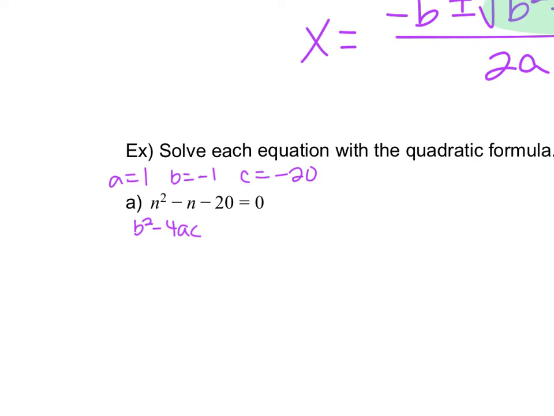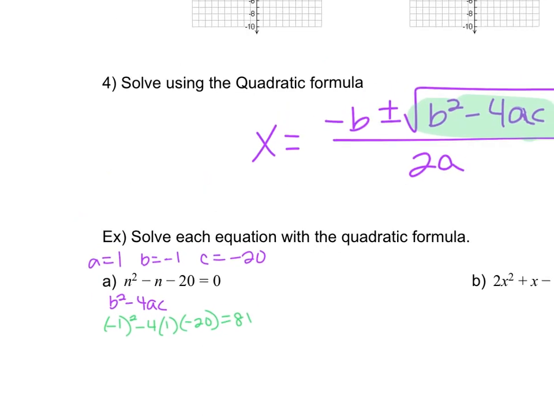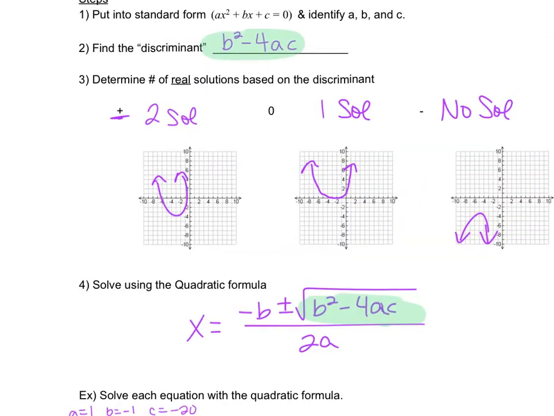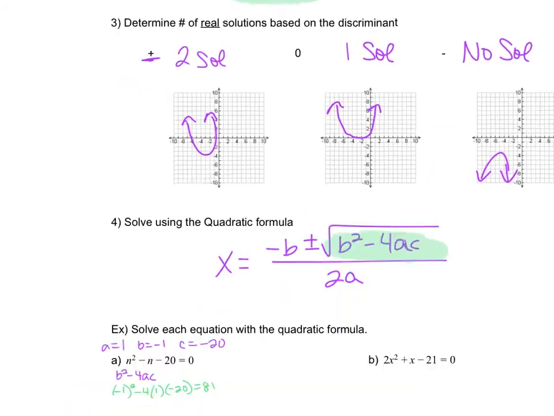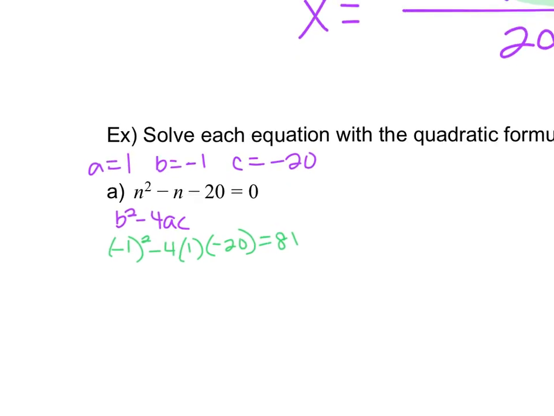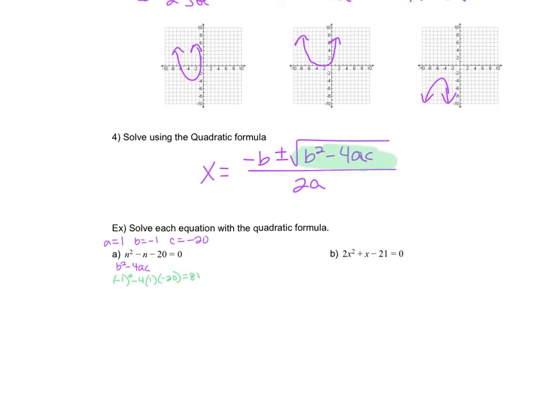So this will be negative 1 squared minus 4 times my a value times my c. Stick all of that in a calculator. That would give you positive 81. Since my discriminant is positive, that means there are 2 solutions. Good. So now I have my quadratic formula. I already know the piece under the root. Sweet, so let's solve it.